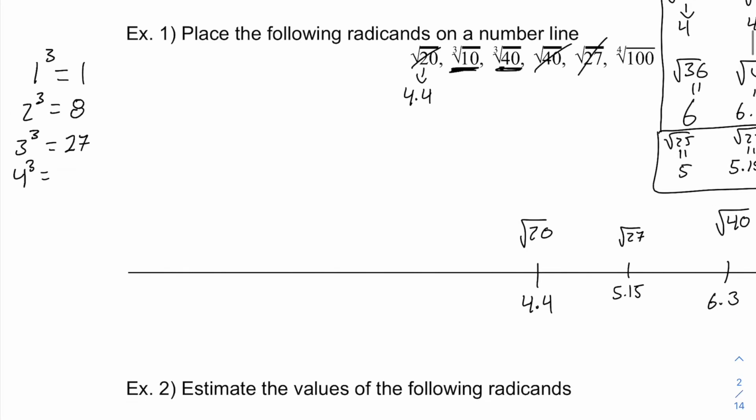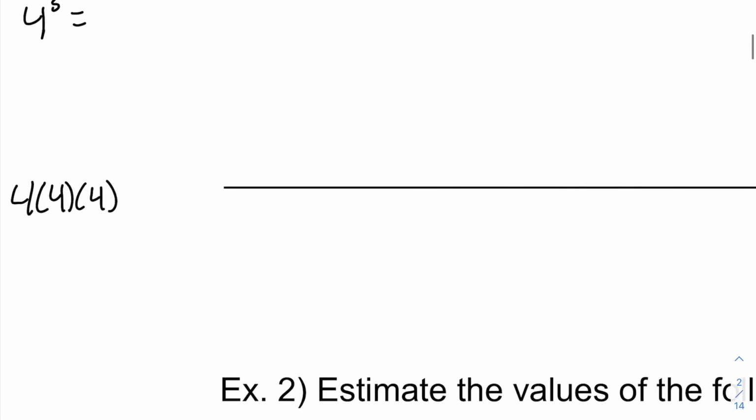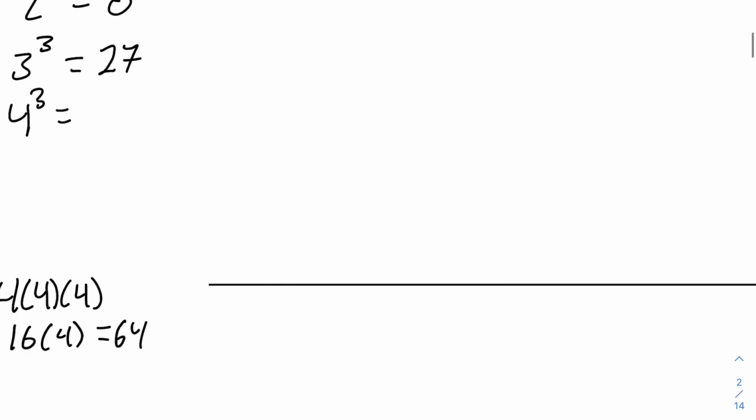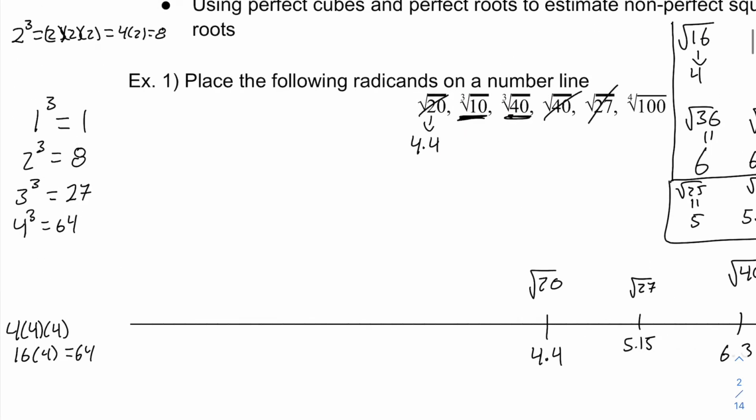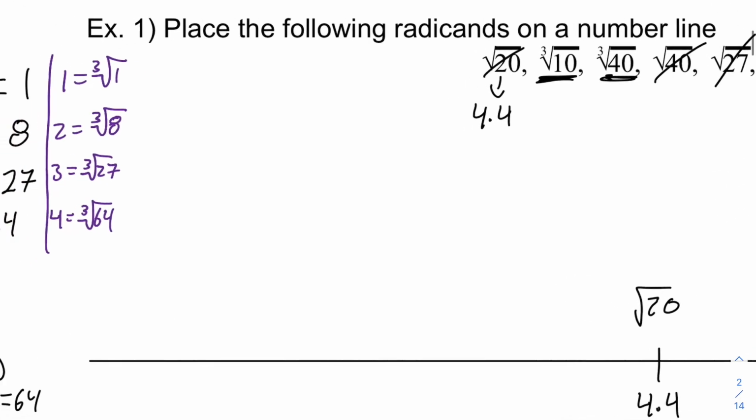4 cubed, I might have to do some math there. So 4 times 4 times 4. What is 4 times 4? Well, that's 16, and then we still have a 4 here. 16 times 4 gives me 64. Okay, so let's kind of stop there and see if we can use all of that. So remember, we can write this out in terms of cubes. So 1 equals the cube root of 1. 2 equals the cube root of 8. 3 equals the cube root of 27. And 4 equals the cube root of 64.